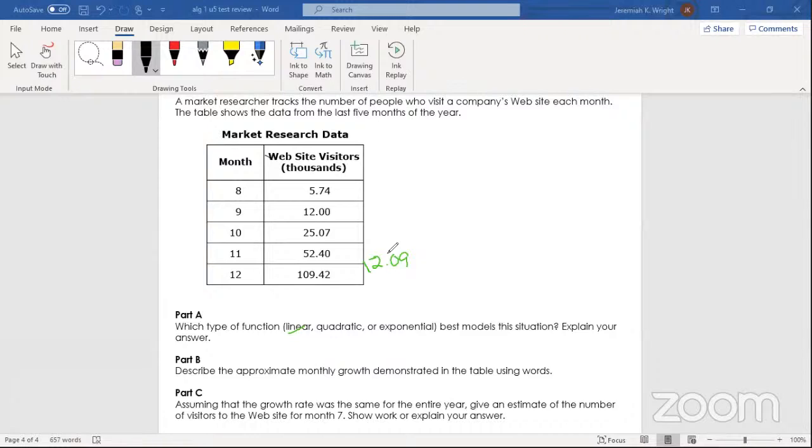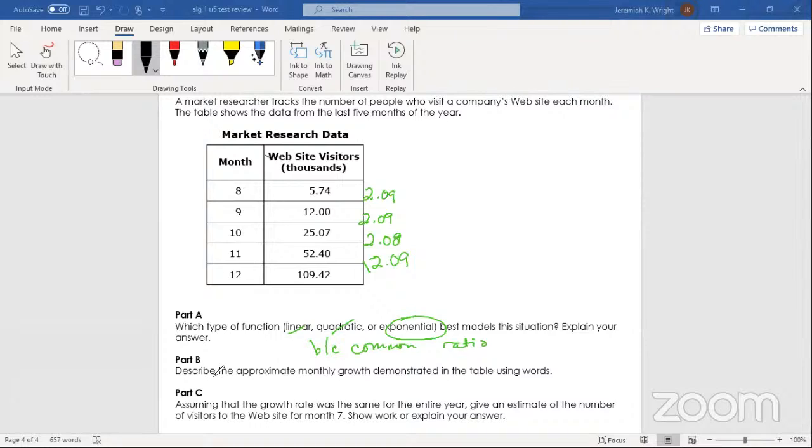And then 52.04 divided by 25.07 is 2.075. So 2.08. And then 25.07 divided by 12 is 2.089. 2.09. And then 12 divided by 5.74, just because I like to be sure, is 2.090. So it looks like it's 2.09, because we're rounding, we don't have an exact amount, but it looks like it's going to be pretty consistent. So we're going to say that this is exponential because it has a common ratio.